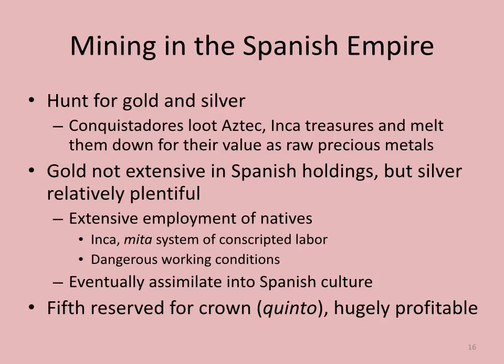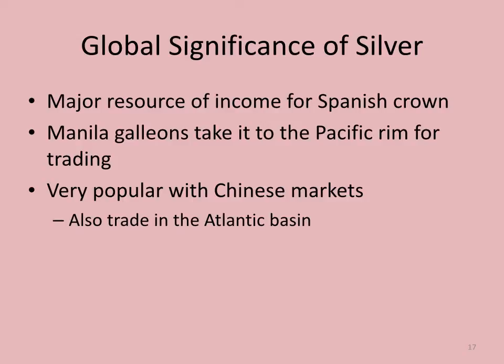Now, the fifth reserved for the crown, or quinto, are hugely profitable. These are going to be very, very specific mines. Now, the global significance of the silver: it's a major resource and income for the Spanish crown. They're going to base their entire economy on it. The Manila galleons take it from the Pacific Rim for trading. It's going to start spreading all around the world. Now, it's very, very popular in Chinese markets, but it's also traded in the Atlantic basin.